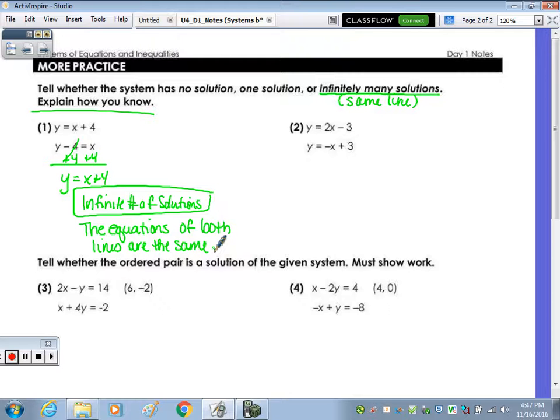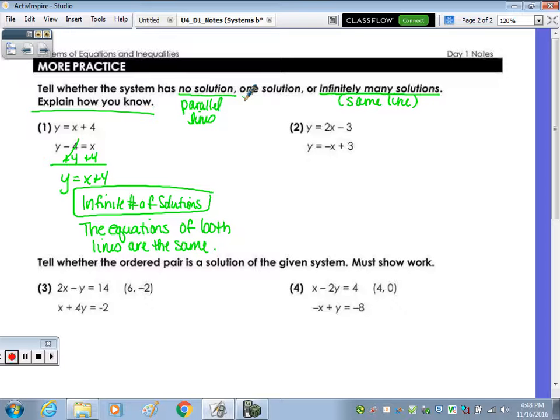Okay, the second one, now let's look at the case where we have one solution versus no solution. Well, we have no solution when the lines are parallel. If they're not parallel, they will eventually intersect because they have a different slant or different slope.